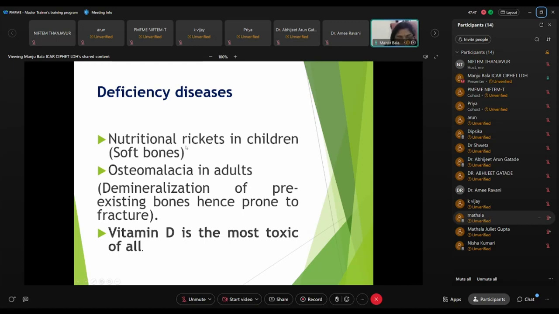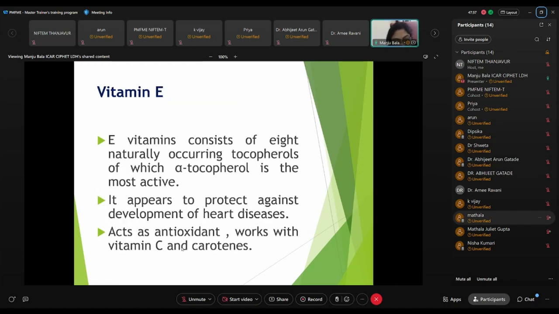If we don't take these, as you can see, bones become soft in children, osteomalacia. But when it is taken in excess, care has to be taken, it becomes toxic. It is highly toxic.